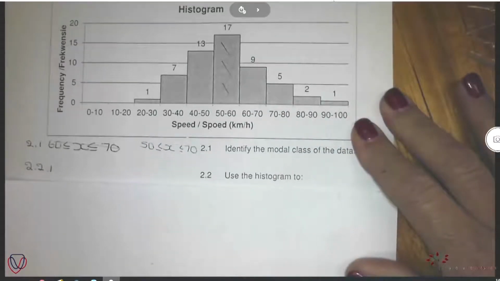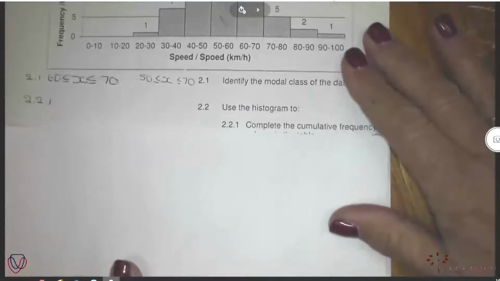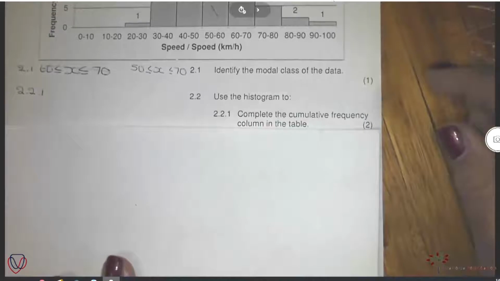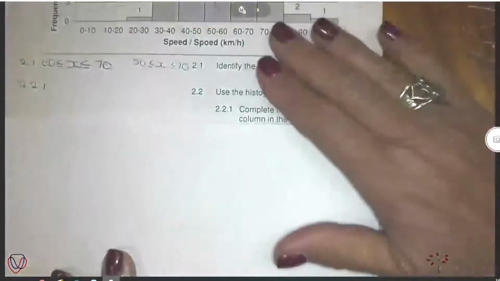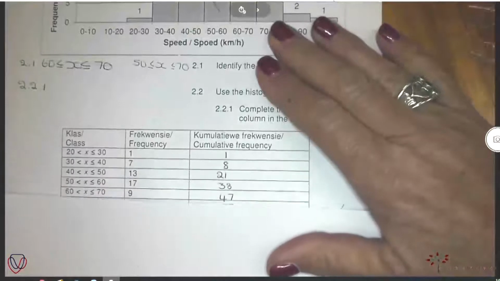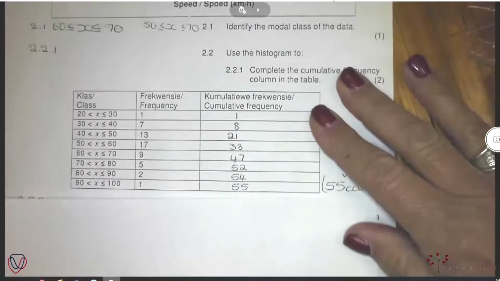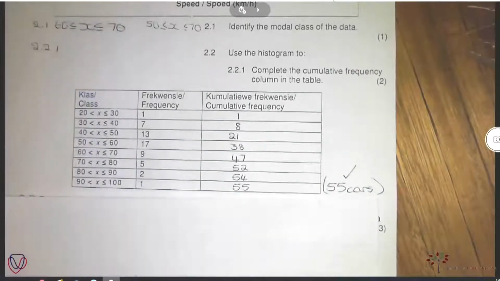Okay, next question. Use the histogram to complete the cumulative frequency column in the table. Now, people, that's your frequency. I've got a table here, and you've just got to complete the table. You don't have to go back to the graph, actually, because they gave you the frequency, and there it is, 1, 7 on the graph.